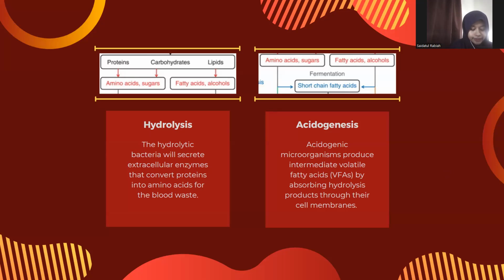Acidogenic microorganisms can produce intermediate volatile fatty acids by absorbing hydrolysis products through their cell membranes. And then the biodegradable material like protein is further decomposed by the fermentation bacteria. So as a result of the acidogenesis process, volatile fatty acids and ammonia are produced. The volatile fatty acids are a type of organic acid that consists of acetates and larger organic acids like propionate and butyrate.